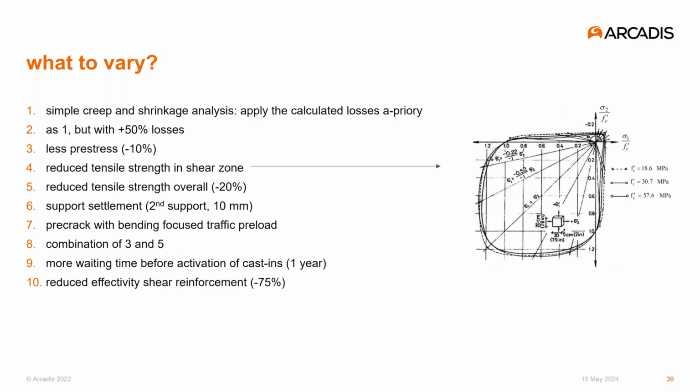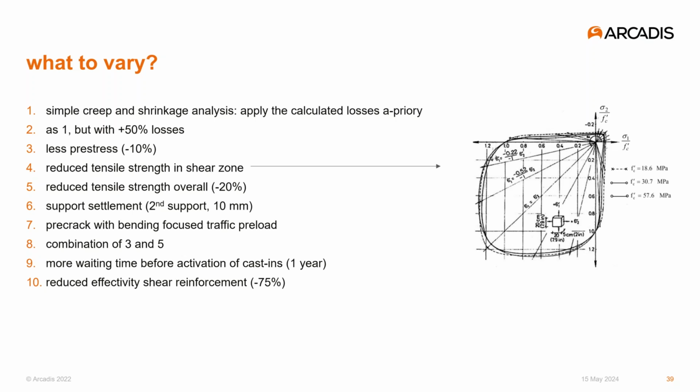After that, we forced the settlement of the second intermediate support, and we pre-cracked the governing girder based on a more bending-focused traffic load position. Variation 8 combined the most influential variations of the 2 series before. Variation 9 was born from curiosity.